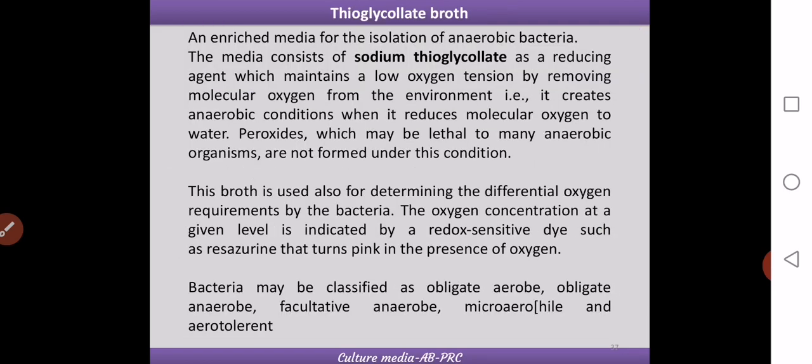Here is another example for anaerobic media, thioglycolate broth, which contains sodium thioglycolate as a reducing agent. It maintains a low oxygen tension by removing molecular oxygen from the environment of this media. So it creates an anaerobic condition and it's actually used for determining the differential oxygen requirement of bacteria, and you can categorize organisms based on the oxygen requirement as obligate anaerobe, aerobe, facultative anaerobe, like that.